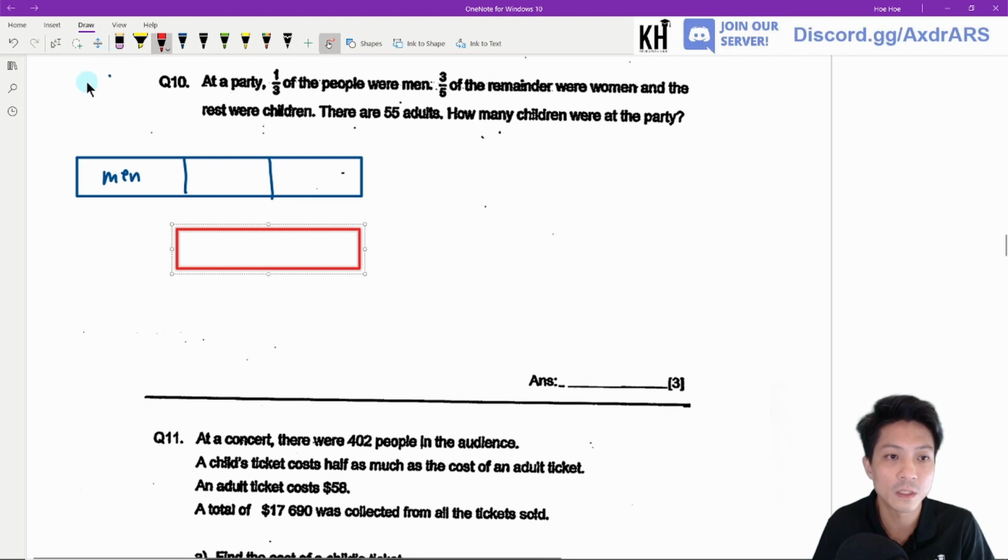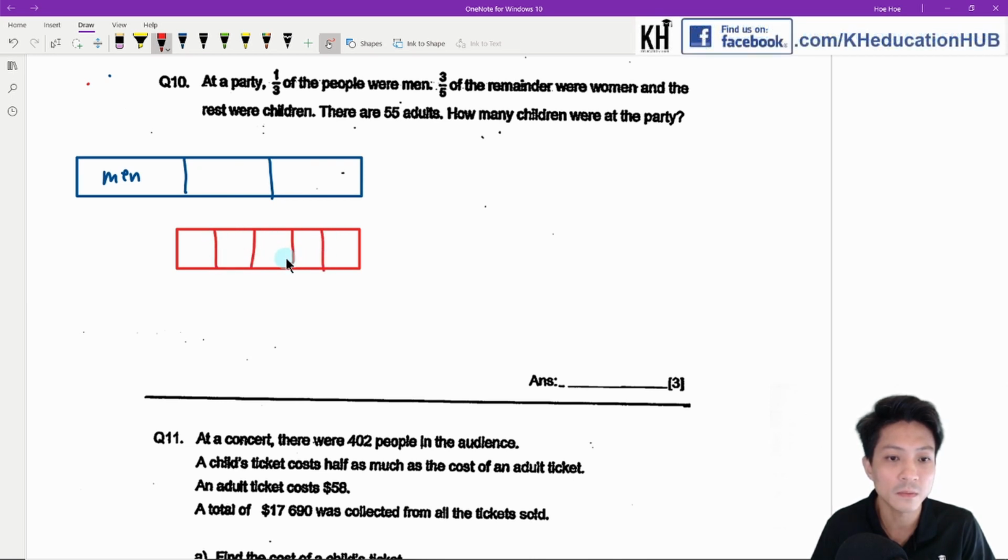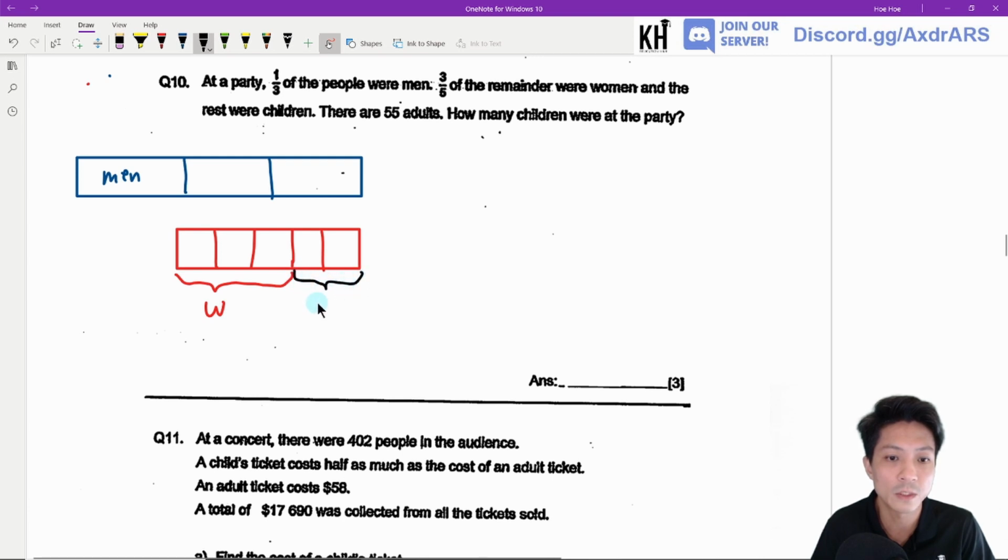Okay, over here, 3/5, which means that I need to cut it into 5 blocks. Okay, 3/5 of the remainder were women. That means 1, 2, 3 is women. The rest were children. I'm gonna use a black color for this, children.